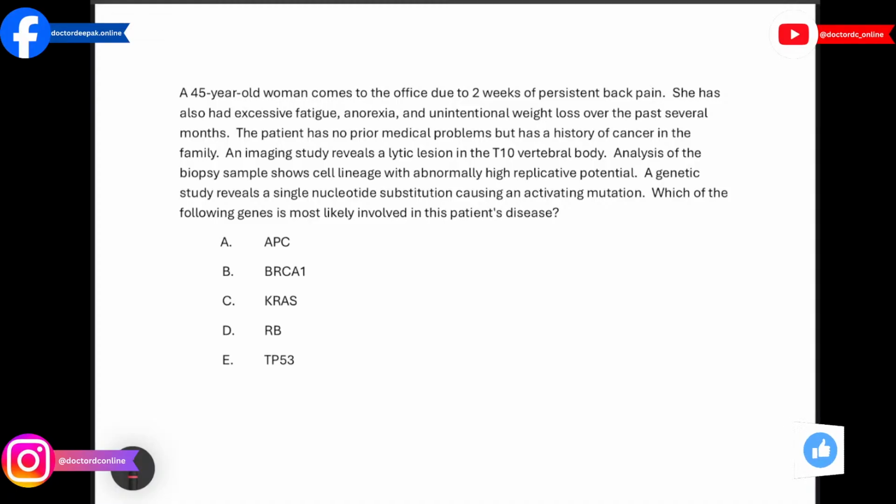Now the next question: a 45-year-old woman comes to the office with 2 weeks of persistent back pain. She has excessive fatigue and unintentional weight loss. What they want from us, we have to read. A genetic study reveals a single nucleotide substitution causing an activating mutation. Which of the following genes is most likely involved in this patient?